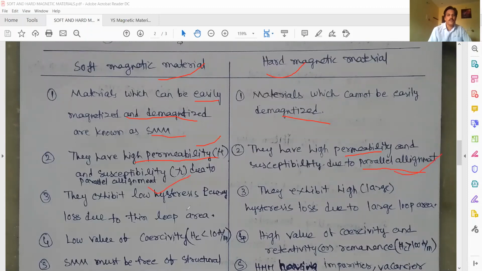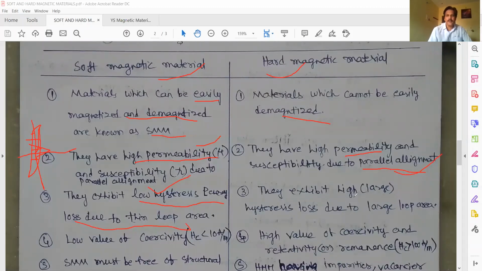They exhibit low hysteresis energy loss due to thin loop area. The soft magnetic materials always exhibit thin loop area. This is the loop area, see, this is a thin loop area. This loop area is very, very thin. We call it narrow. This is called narrow or thin loop area. So the soft magnetic materials have low hysteresis energy loss due to thin or narrow loop area. Loop area is very, very less for these materials.